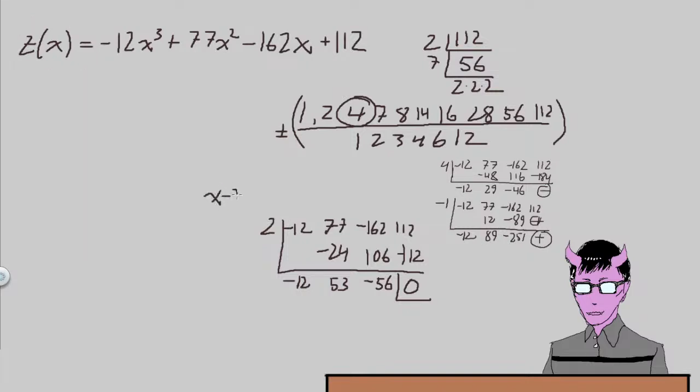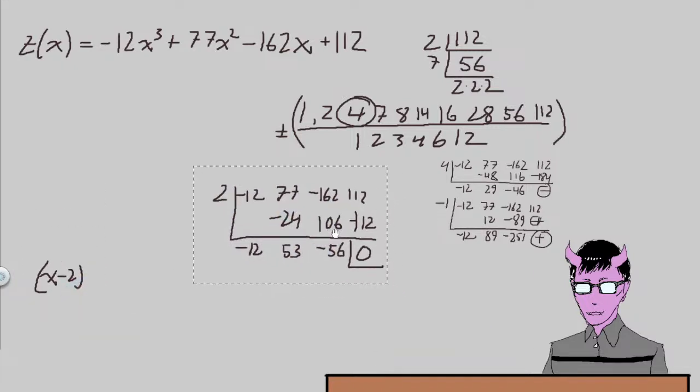is a factor of z of x, which means this is a quadratic leftover, which we can factor using our favorite factoring methods. So let's take this, put it on the side, and then take this, extracting the quotient, which is useful for us. We have negative x squared plus 53x minus 56. Those are kind of large size values, which is unfortunate.